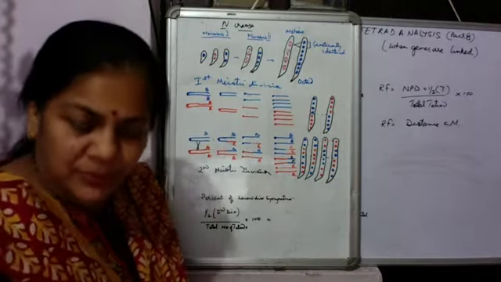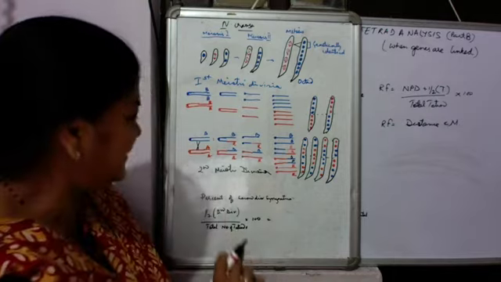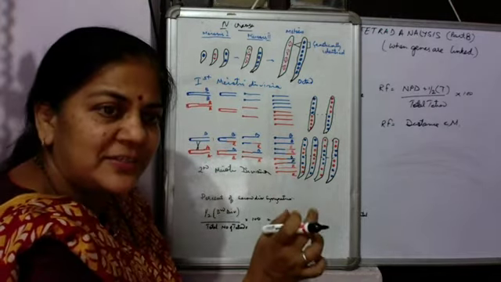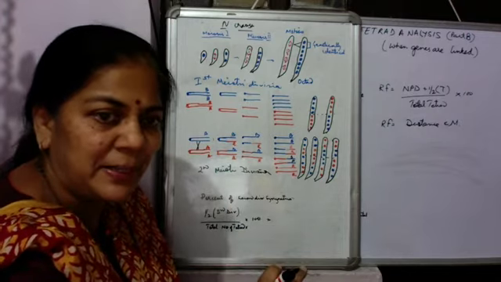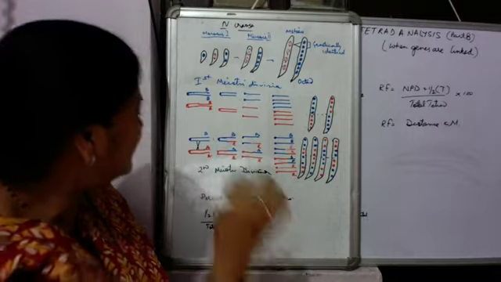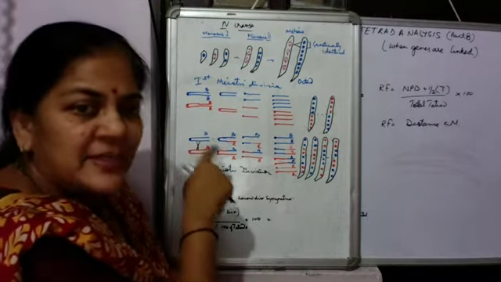By analyzing the number of second division segregants, or the tetrads which show the second division segregation pattern, one can find out the distance between the gene and the centromere.